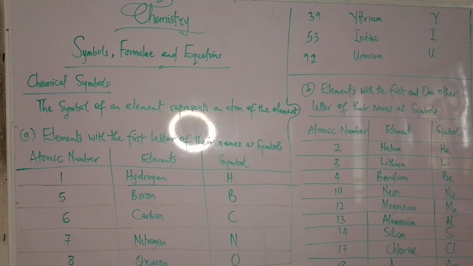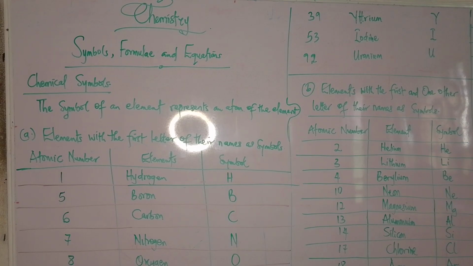We want to talk on this topic: symbol, formula, and equation. The plural of formula is formulae. You can see the board clearly. We start with chemical symbols. How do you recognize a chemical symbol, and how do you write a chemical symbol in the way that is acceptable?